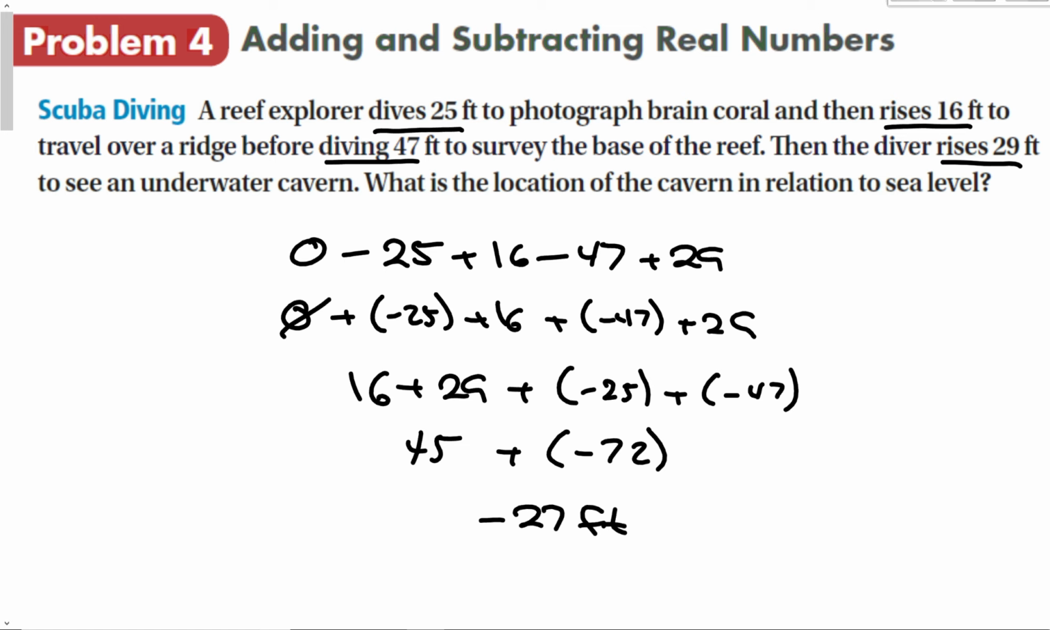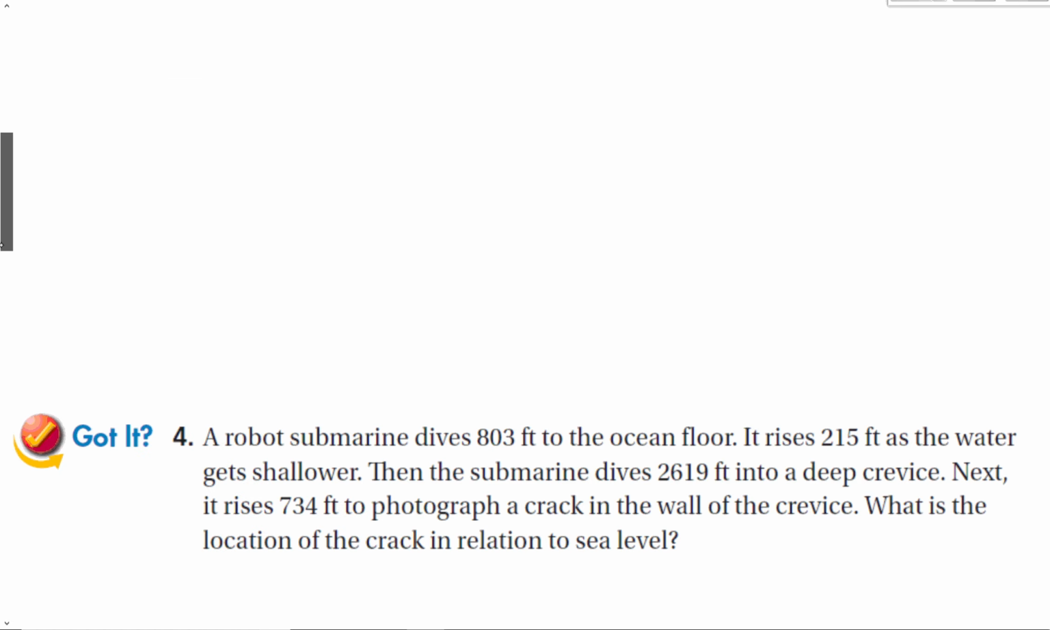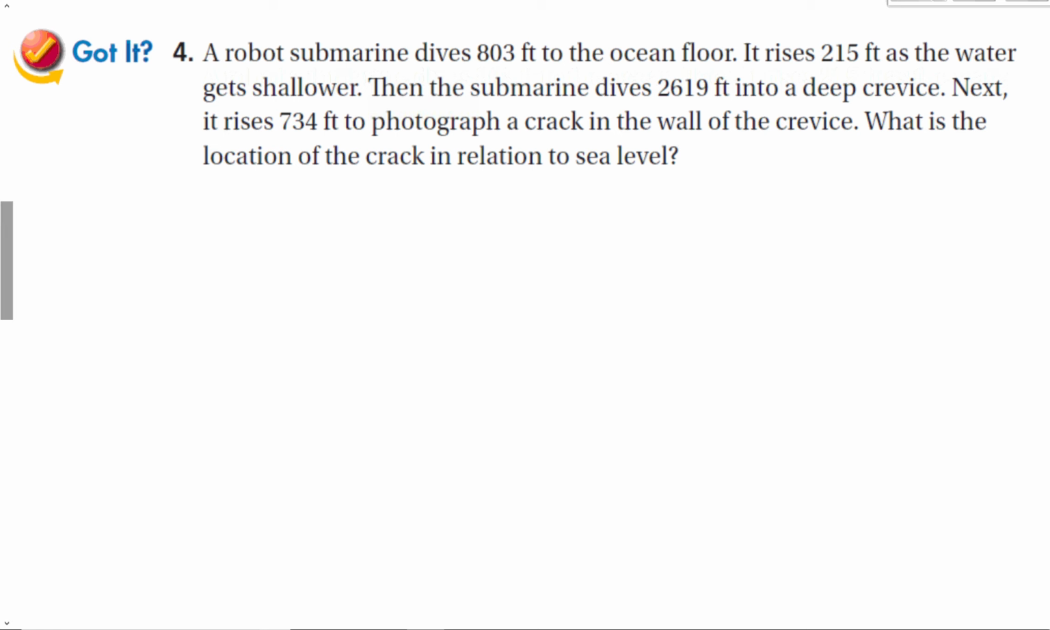Now, of course, we could just go 0 minus 25 plus 16 minus 47 plus 29, either in our head or on a calculator to give me negative 27. Okay? The point is to understand a little bit how these interactions with these numbers are actually working, especially with the different properties.